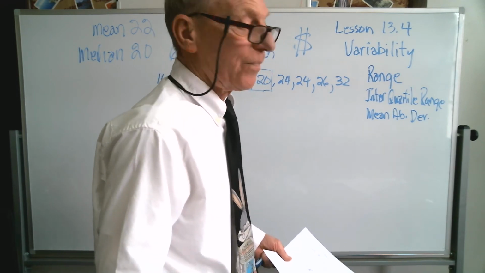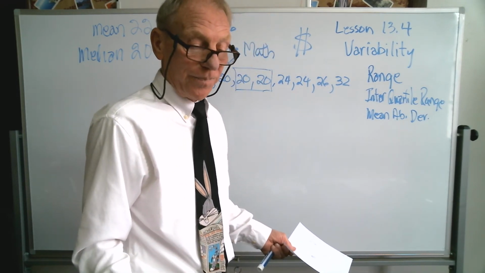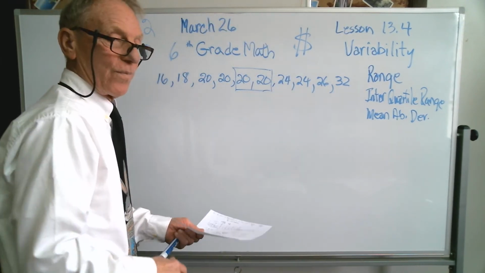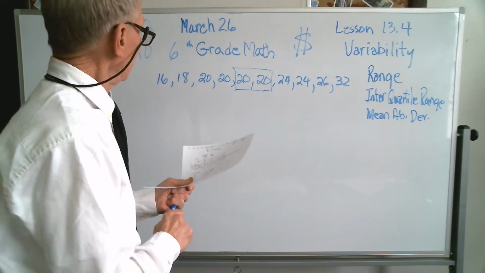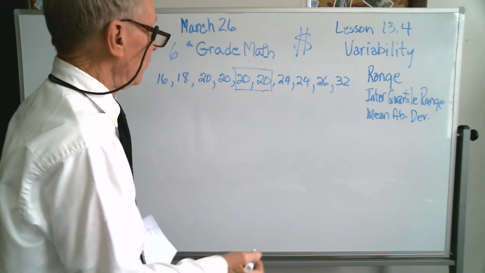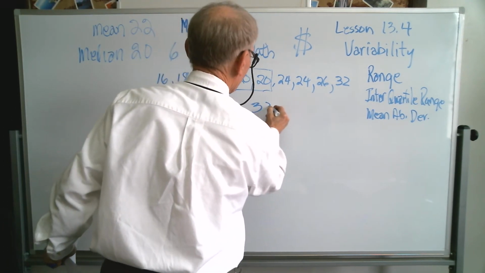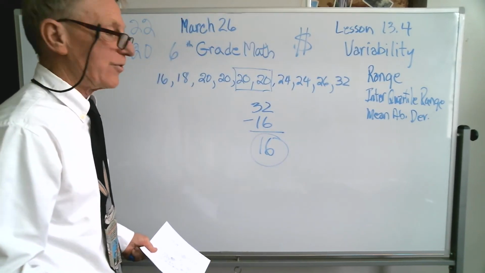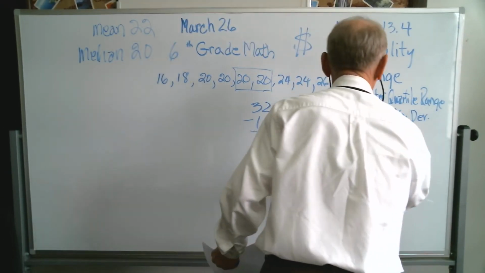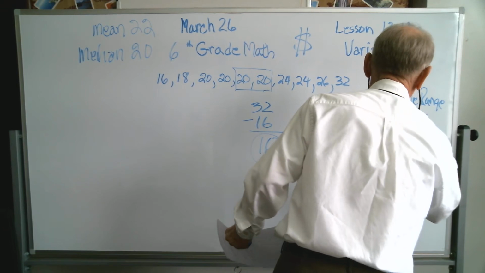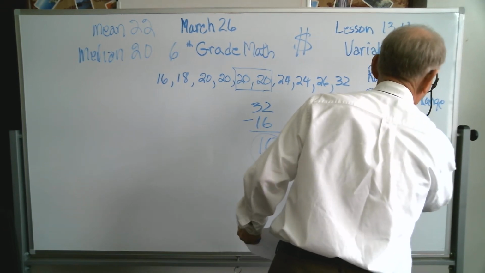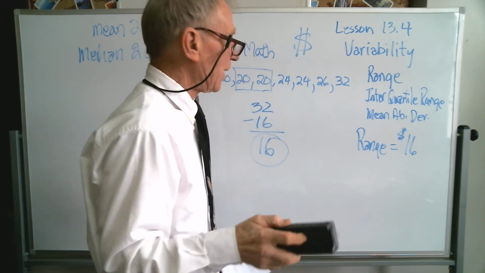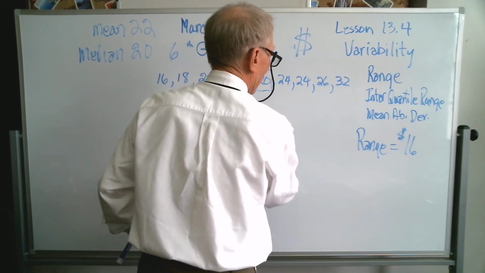So let's first of all do the range. And the range is between 16 and 32. You see that? The lowest price is $16, the highest price is $32. So in order to find a range, you take your 32, subtract 16. Your range is 16. So we'll put that over here. Range equals 16. And that's $16, by the way. We're talking money here. Don't lose sight of that.